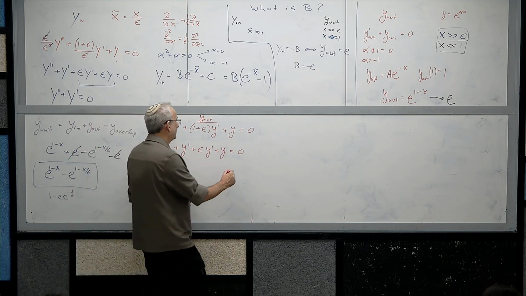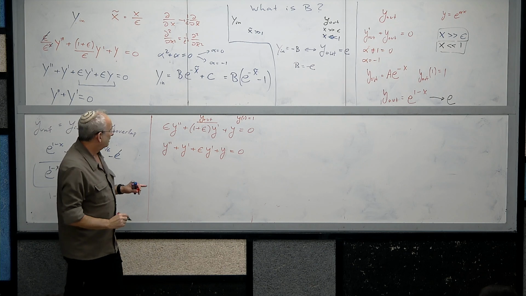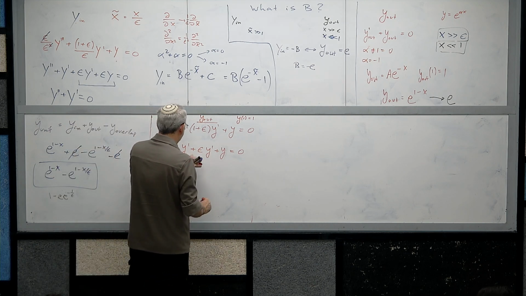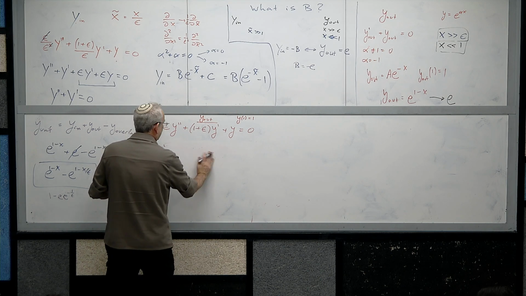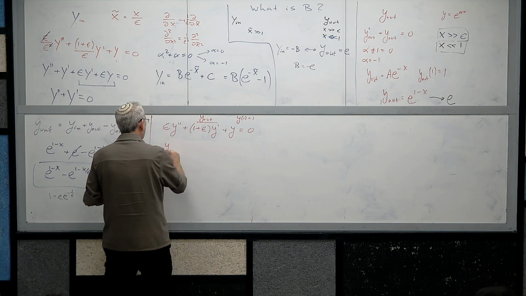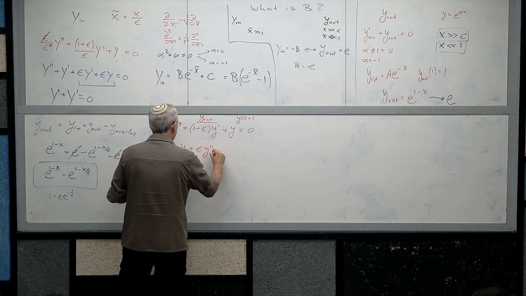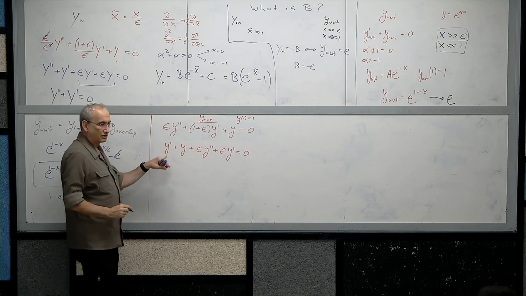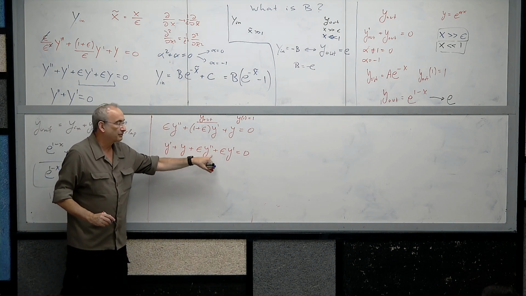But I have only one boundary condition, that y of 1 is 1. Okay, sorry. I have y prime plus y plus epsilon y double prime plus epsilon y prime equals 0. Just copy this, putting the terms that are proportional to epsilon to the right.